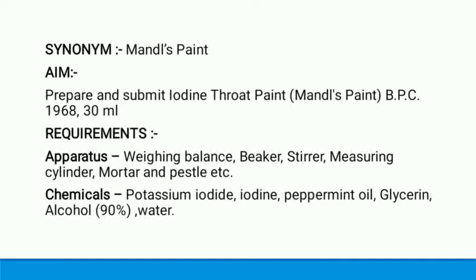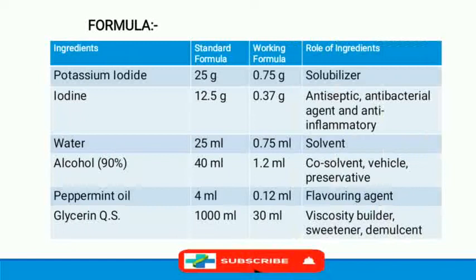30 ml. For this, you require apparatus like a weighing balance, beaker, stirrer, measuring cylinder, mortar and pestle, etc. And the chemicals that you need are potassium iodide, then iodine. You will also need peppermint oil, glycerin, alcohol 90% and water. Now let us look at the formula of this preparation.